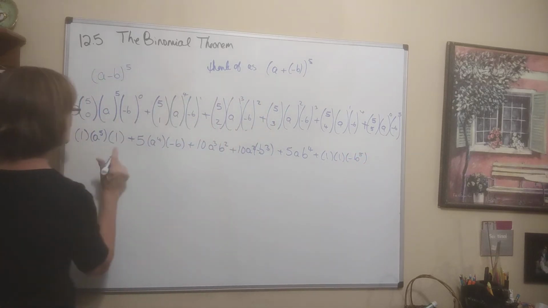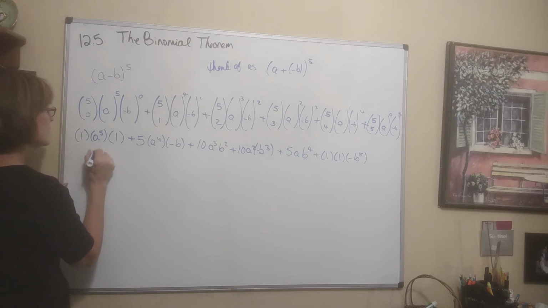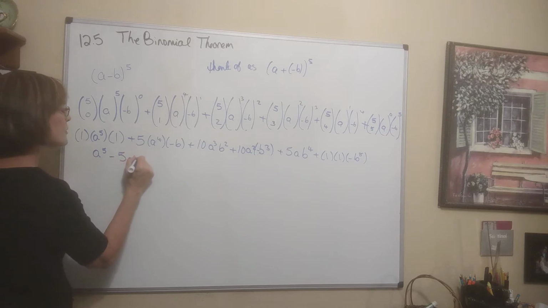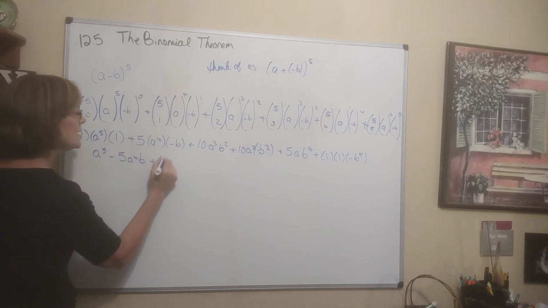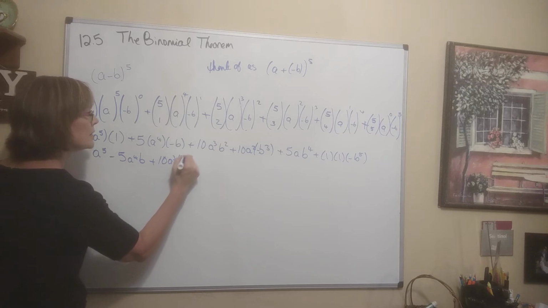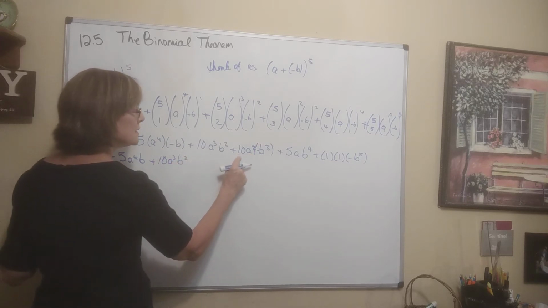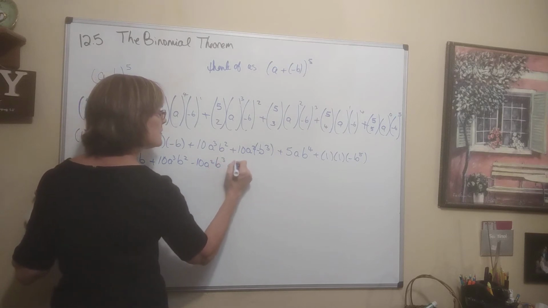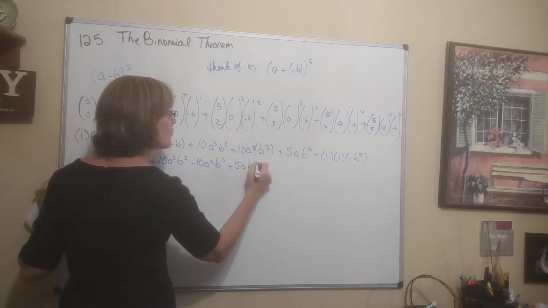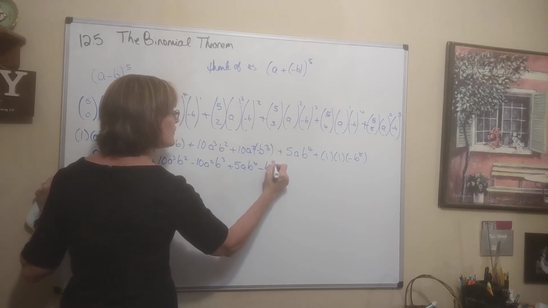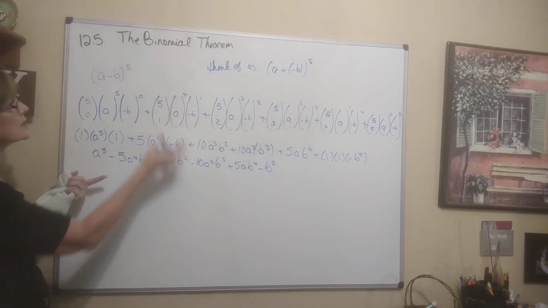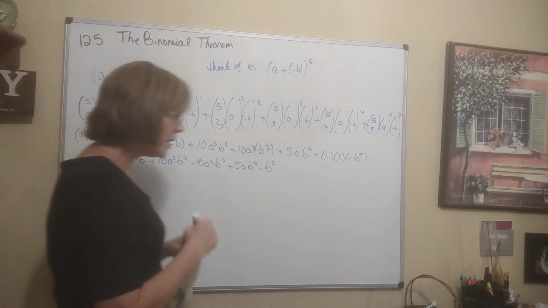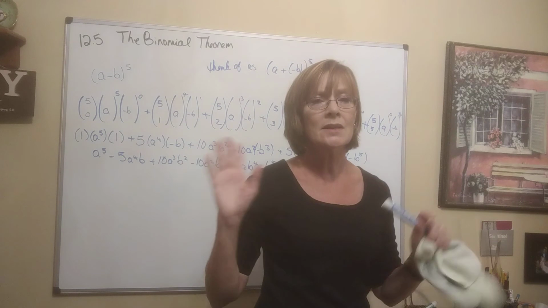So what is this going to be? 1, 1. A to the 5th is a to the 5th. Negative 5, a to the 4th, b. Plus 10, a to the 3rd, b to the 2nd. Minus 10, a to the 2nd, b to the 3rd. Plus 5, a, b to the 4th, minus b to the 5th. Okay, so that's a demonstration of using the binomial theorem to expand. And this is fairly simple. You can use it for expressions as complicated as they get, and it's very handy.